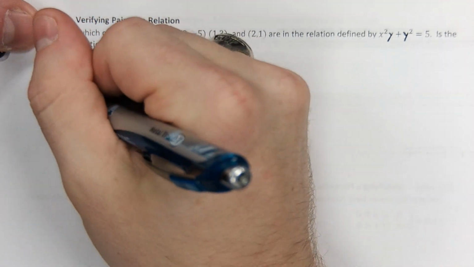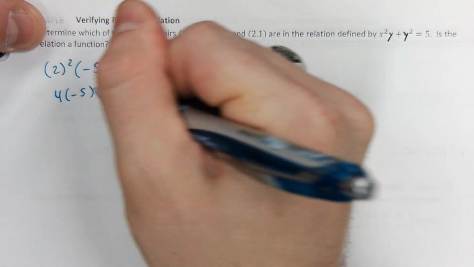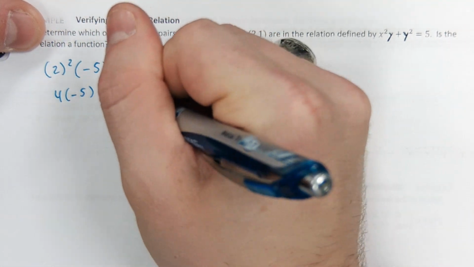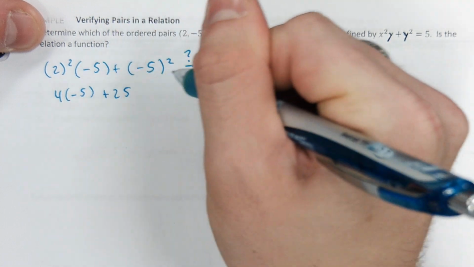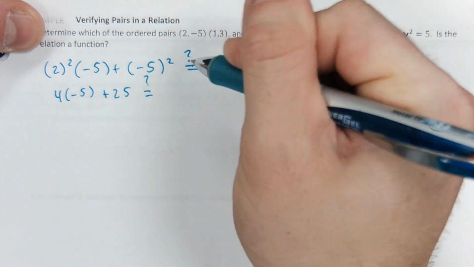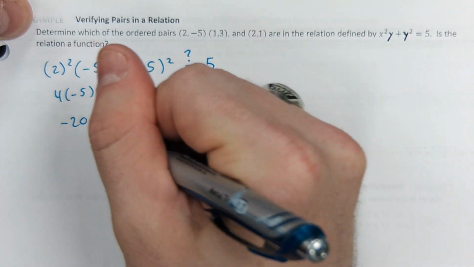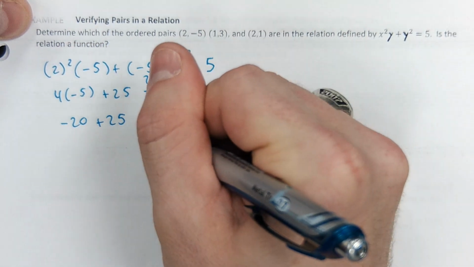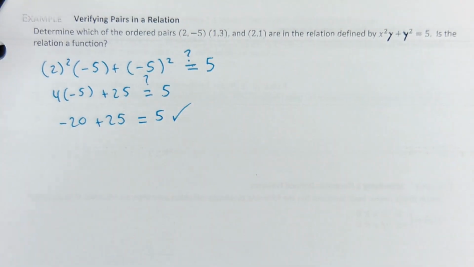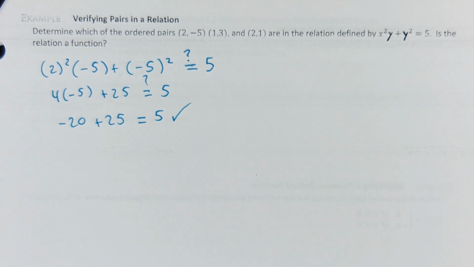2 squared is 4. Negative 5 squared is positive 25. And 4 times negative 5 is negative 20. So yes, negative 20 plus 25 does equal 5. Chitty chitty bang bang. That is part of the relation. Yay! If we graphed it, we would find 2 comma negative 5 on that graph. That's what that means.